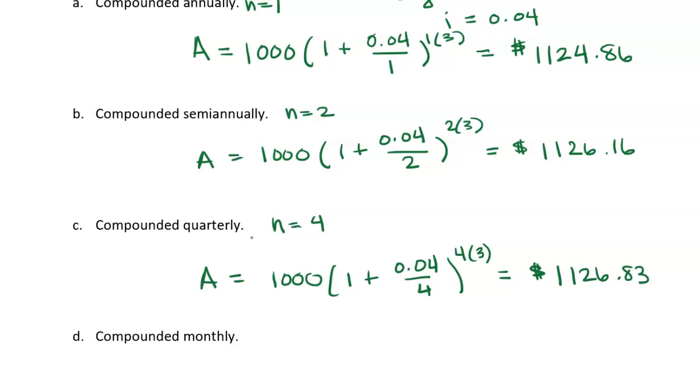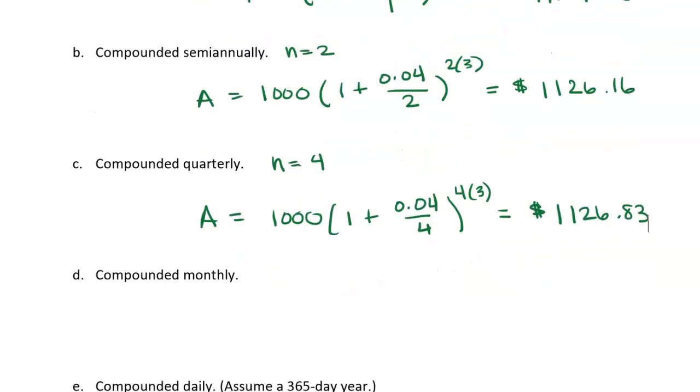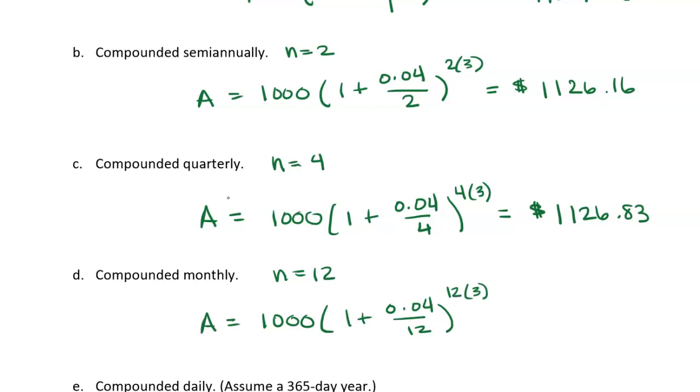So you can see the more times we compound it, it's going up. Going from annual to semi-annual went up by $2. Now it's really only going up by less than 70 cents. So let's see what happens if we compound it monthly. Monthly is 12 times a year, so that's the number of compounding periods per year. Again, we plug this into the formula: 1 plus 0.04 divided by 12, and then the exponent is 12 times 3. So we're going to compound this thing 36 times over the course of the 3 years.